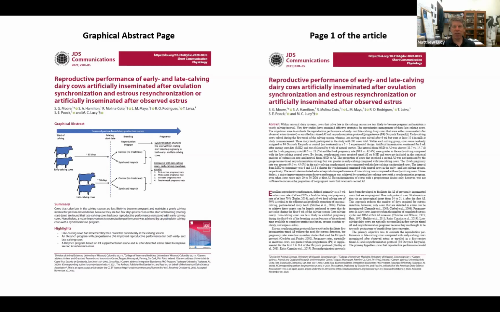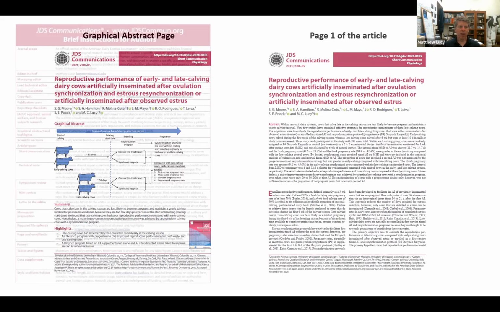Now, the first page of your article looks just like you'd expect it to, just like any first page of a scientific article. So this is page one, essentially showing the title, the authors, the abstract, and then the introduction, et cetera. So the graphical abstract page sits ahead and is meant to be a standalone page.